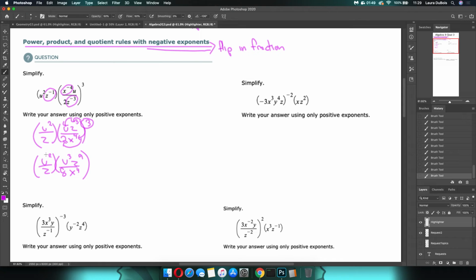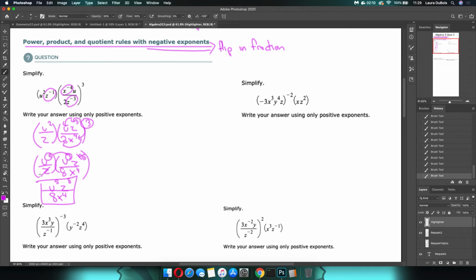So u squared and u to the third is u to the 2 plus 3, which is u to the 5th. Let's see here. Z to the 9th divided by z, we're going to take away 1, so it becomes z to the 8th. And we're left with 8 over x to the 4th as our final answer.